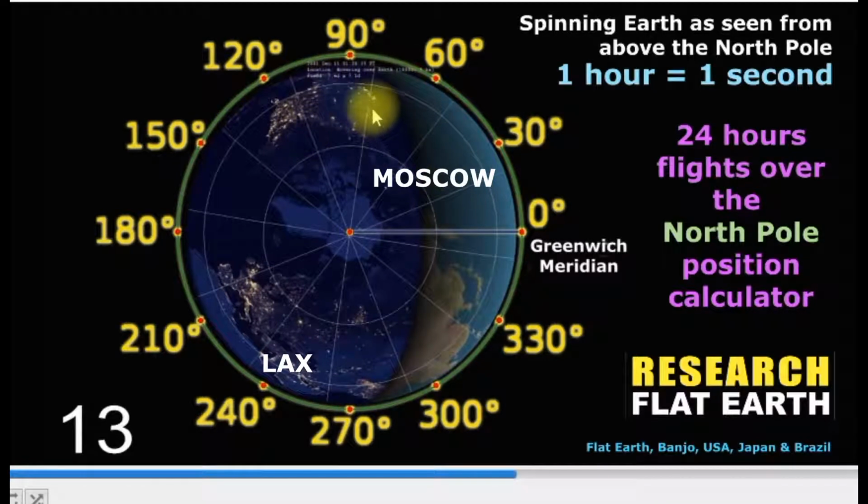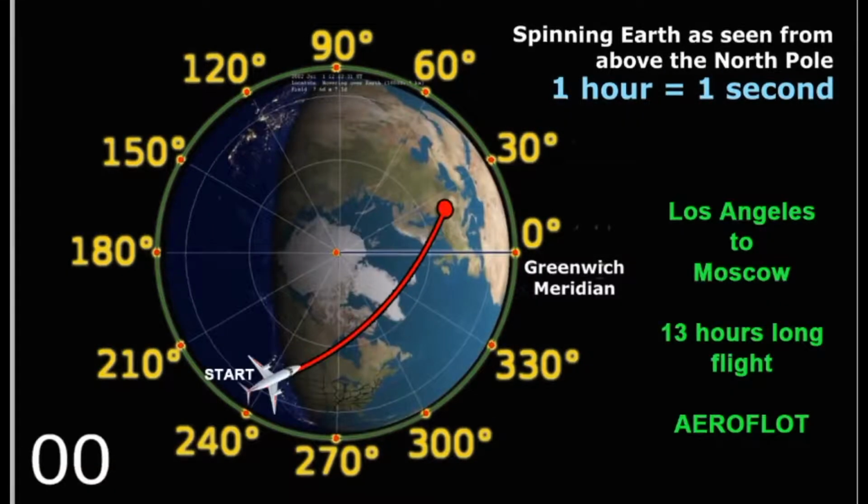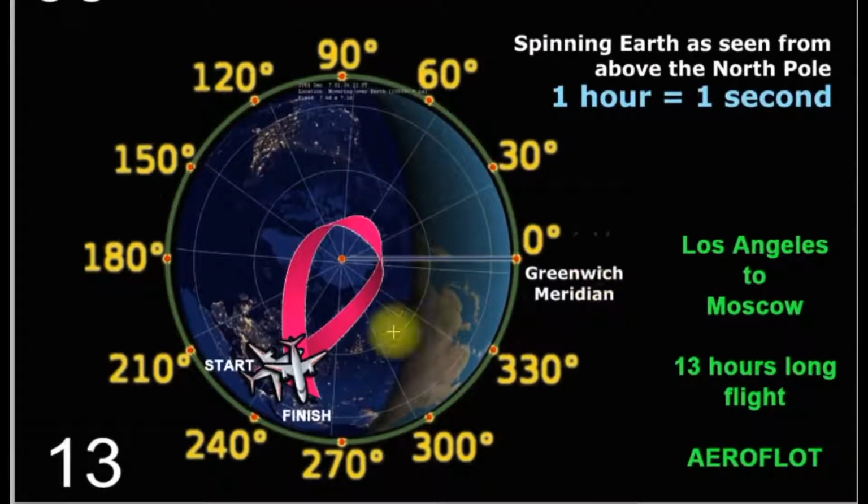So Los Angeles was right here, and now we have Moscow right here, but remember where the plane took off. So let's look here, and this is the flight route according to the globe. It started right here and just went around and then landed 1 hour ahead. 12 hours would be landing exactly the same spot, but 13 hours 1 hour ahead. This is the flight route according to the globe. It makes no sense, of course, because Earth is not a globe.